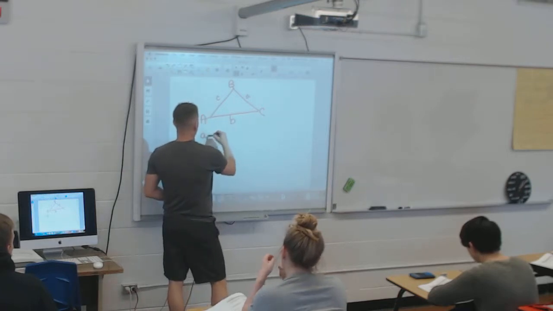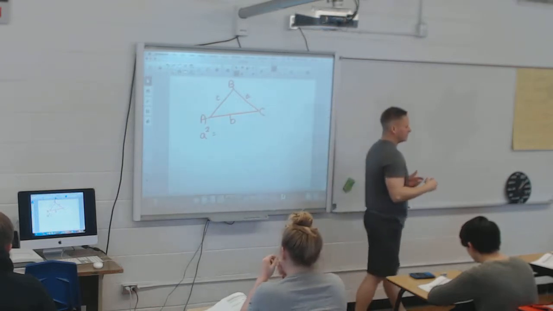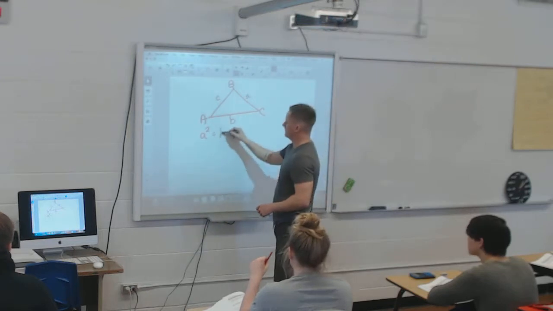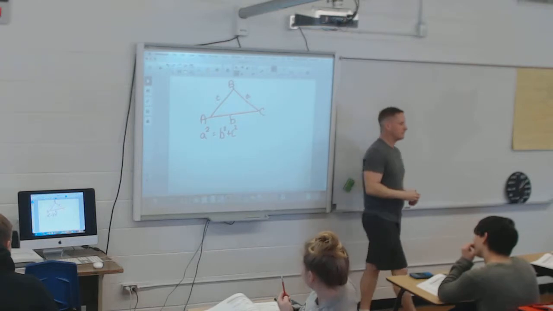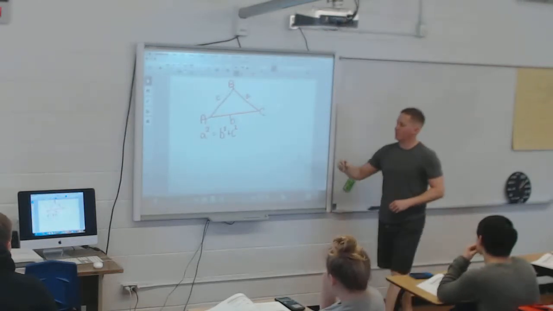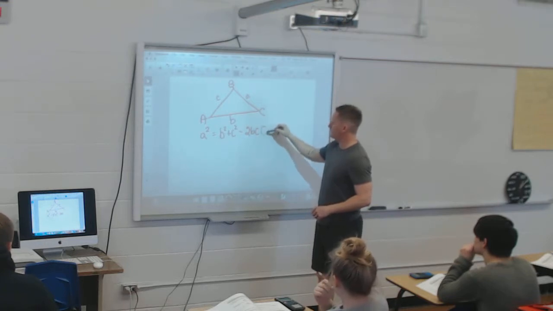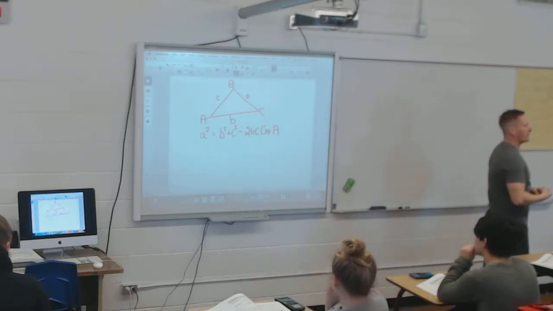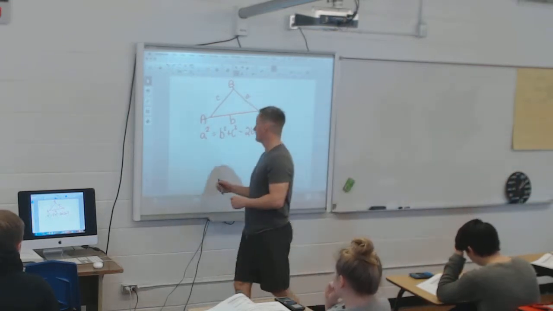So to begin with, the law of cosines works like this. It's very similar to Pythagoras' theorem to begin with, because I go a squared equals b squared plus c squared. But that's where it ends. Now I go minus 2bc times the cos of the angle across from the side that I'm looking for. So this is what we call the law of cosines. Most of you have seen this before.